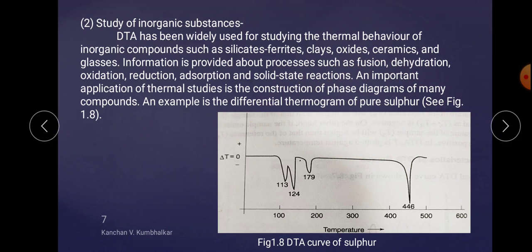Similarly, we know that two types of peaks are observed. The first is endothermic, and the second is exothermic. We know that oxidation is always exothermic in nature. So on the basis of the reaction you can predict the type of peak, or on the basis of the type of peak you can predict the various types of reaction that occurred during the process.